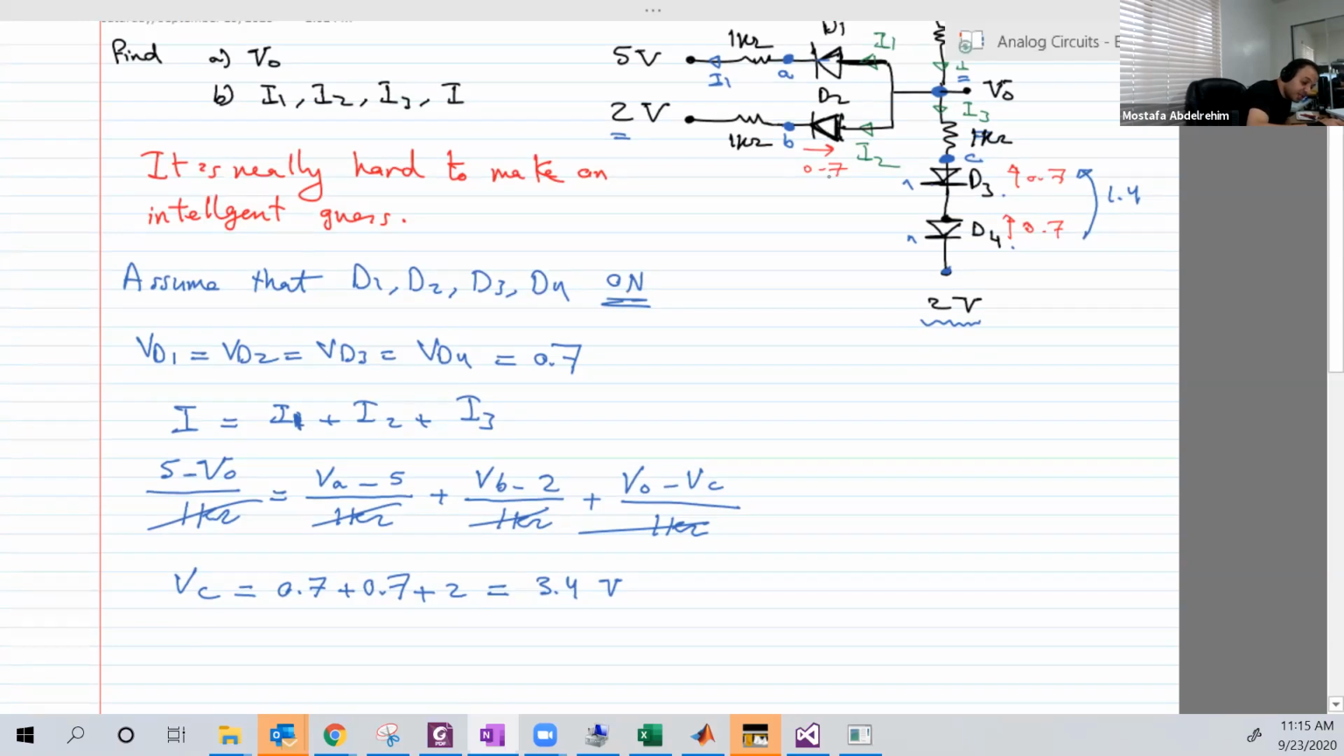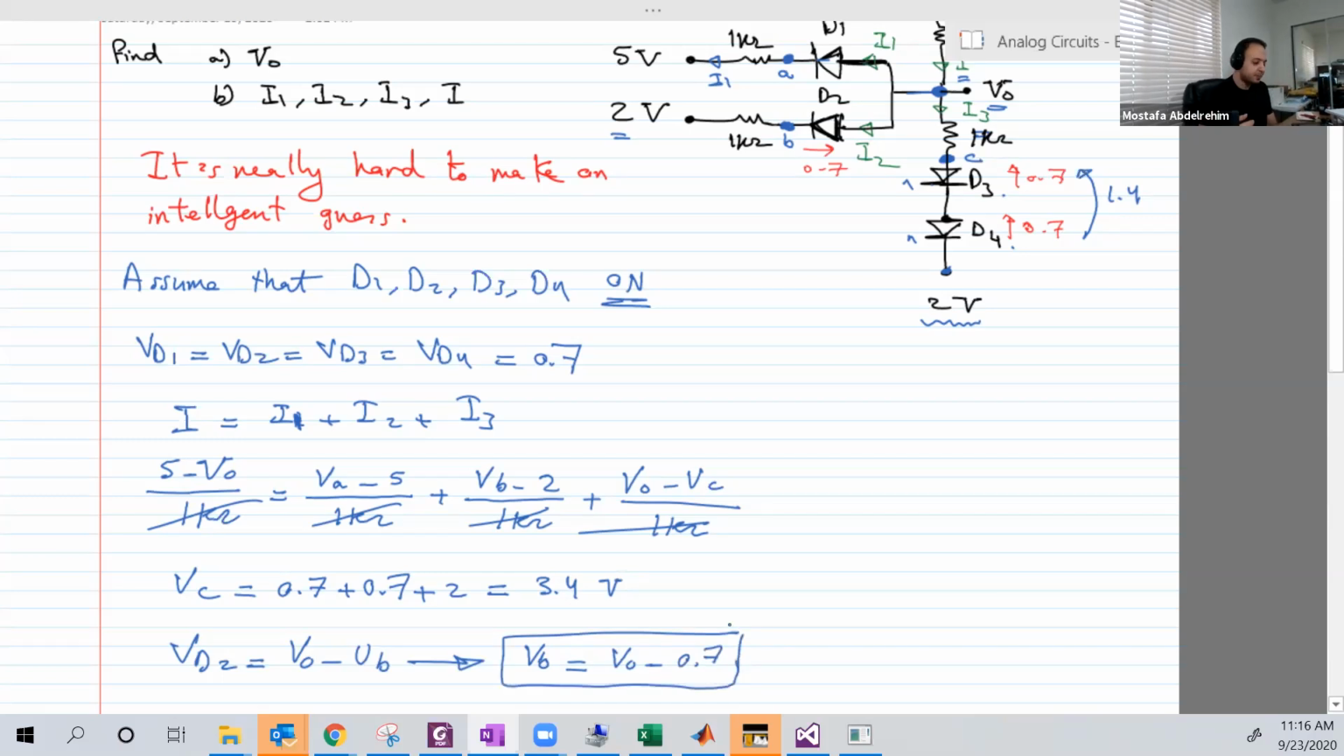VB is 0.7. I'm sorry, VD2 is 0.7. The voltage drop on D2 is 0.7. That means this node, which is VO, is greater than this node, which is VB, by 0.7. So VD2, the voltage drop on diode 2, is equal to VO minus VB. So VB is equal to VO minus 0.7. It's not known yet, but it has a relation to VO.